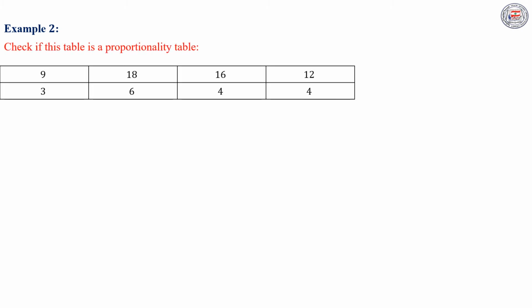Take another example, which is example 2. In this example, we have to check also if this table is a proportionality table. As we have done in example number 1, we have to divide 9 by 3, we get 3. 18 by 6, we get 3. 16 by 4, we get 4. And 12 by 4, we get 3.